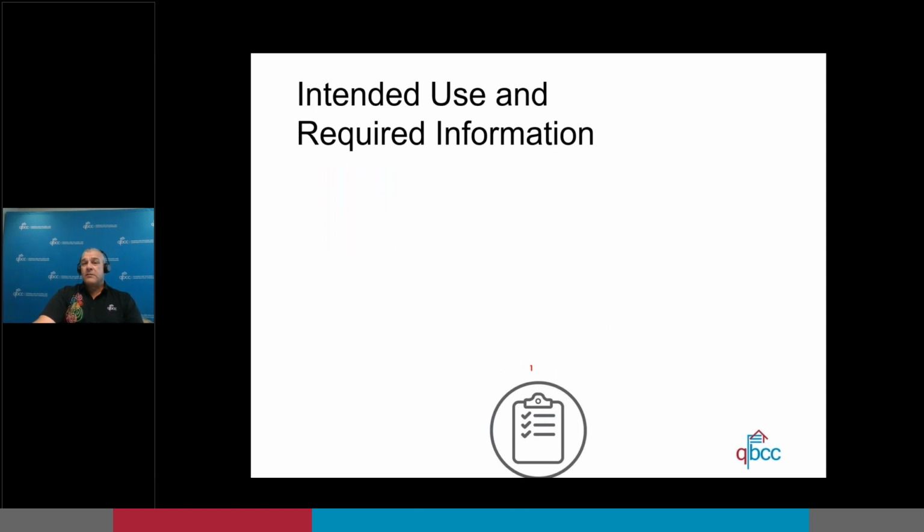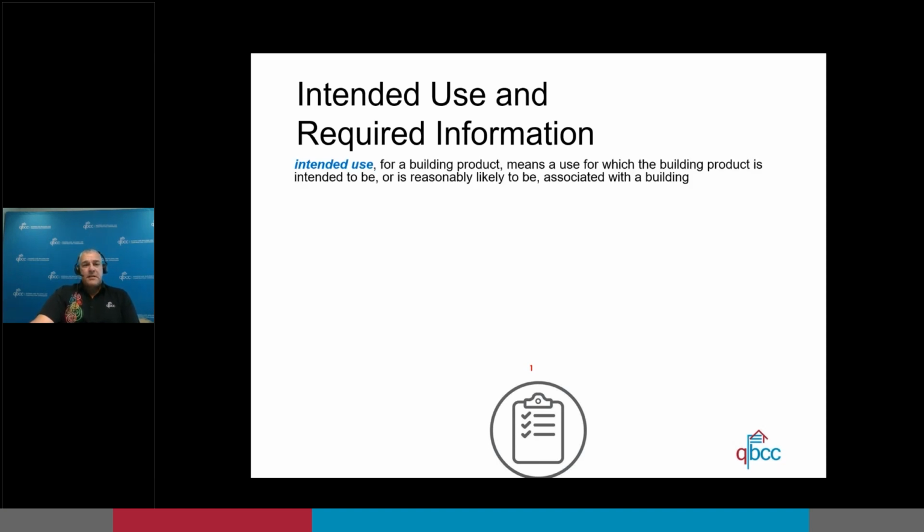Next, we'll move on to intended use and required information. Remember, we said intended use is very important. This is the second part, the information pillar. So there's the definition of intended use. Now, this intended use and required information go hand in hand for limitations and conditions of use.